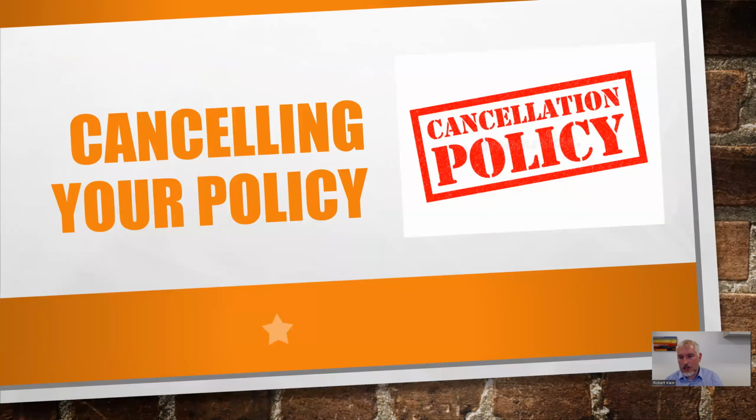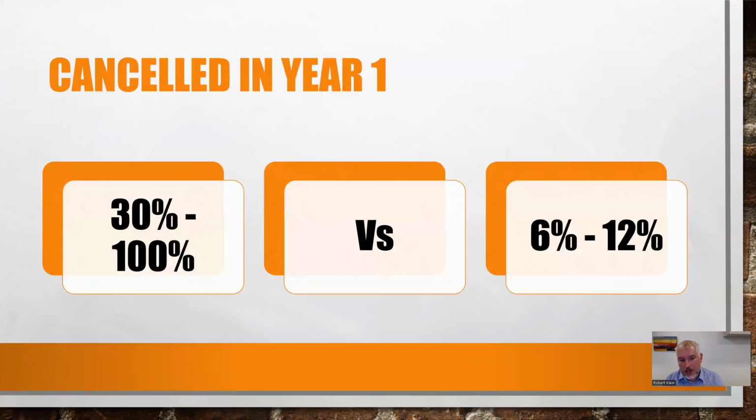How about canceling your policy? A non-optimized contract, you're going to lose 30% to 100% of the cash value that you deposited into that contract if you cancel it in year one. Well, if you cancel it with an optimized contract, you're losing anywhere from 6% to 12%. And that's actually including the insurance costs that you would have paid. So the short answer is you want to structure your contract. You want to make it as cheap as possible to leave it.